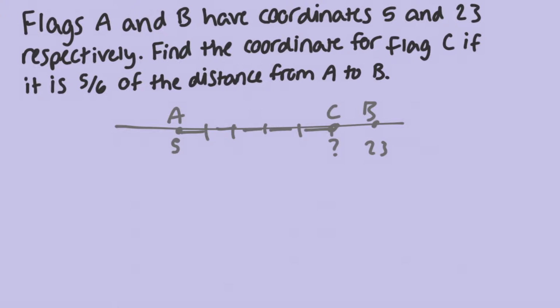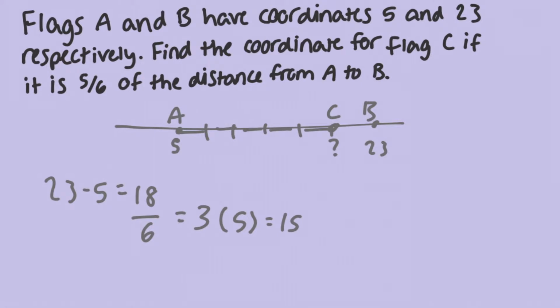So let's find that distance first. 23 minus 5 is 18. And then you can do this next part in 1 step or 2 steps. If you do it in 2 steps, you can divide it into 6 parts and you get 3. And we want 5 of those parts, so multiply it by 5 and you get 15. Or you could have done that all in 1 step. You could do 18 over 1 times 5/6.